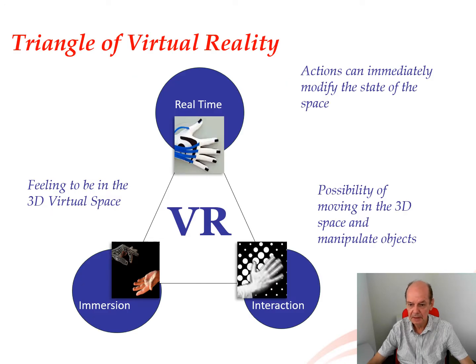Virtual reality is in fact based on three concepts, which can be organized in a triangle. It means that first, it should be real time. This means that when you have an action, it should immediately modify the state of the space. The second thing is that we should feel that we are in the 3D virtual space, which is the immersion aspect. And the third thing is the possibility of moving or manipulating objects. This means to interact with the virtual world. So it is the interaction.